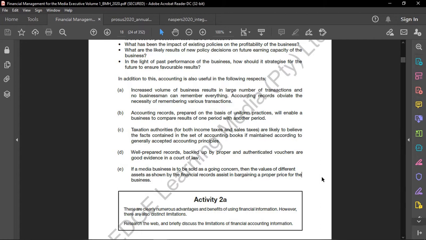Increased volume of the business. Okay, increasing volume means maybe raising the sales perhaps, or making more products perhaps in terms of production. There's a lot that could go into increasing volume.